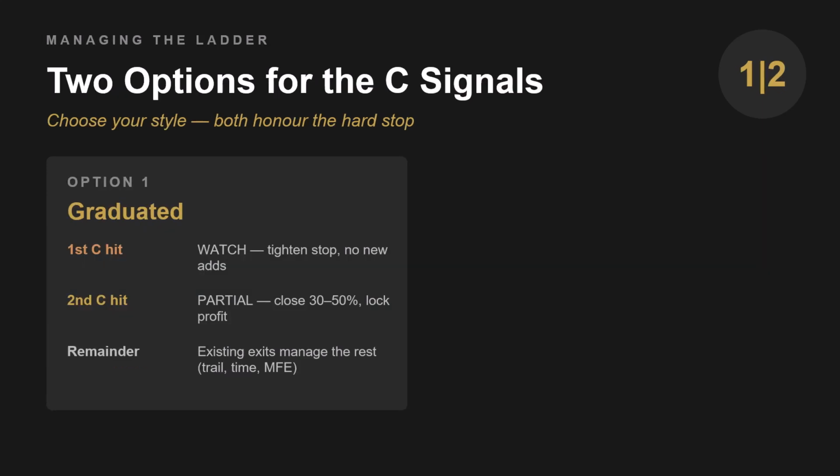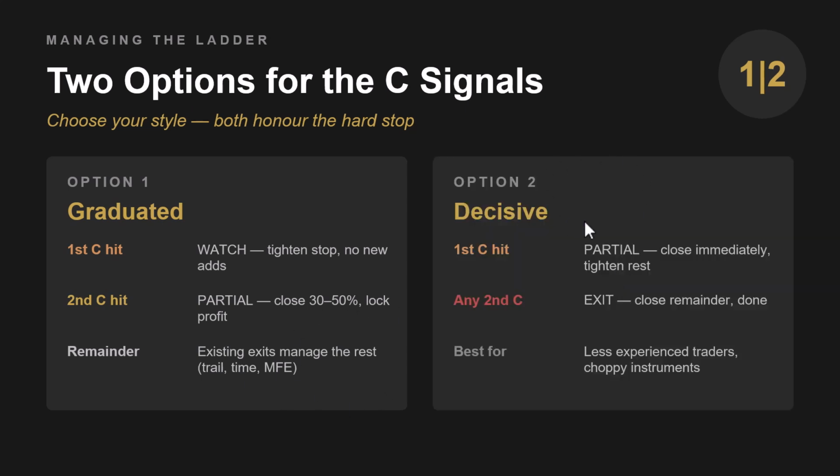As I said, 2 options for the confluence signals. You need to choose your style. Obviously, both honor the hard stop. So option 1 is graduated, where the first confluence factor hit is watch, second is partial, and the existing exits manage the remainder. Or we've got decisive, where the first confluence factor is hit and we partially close and then exit on any of the other 2.